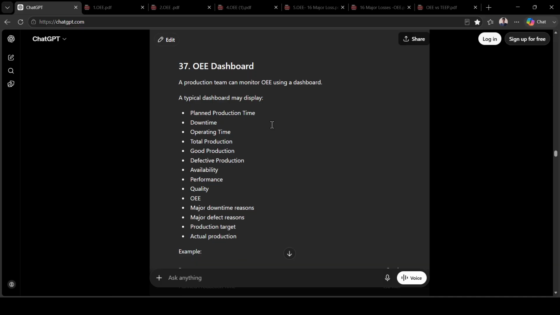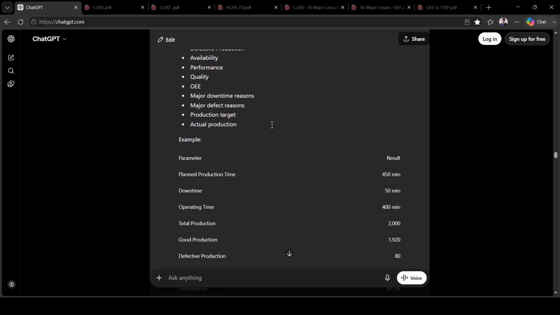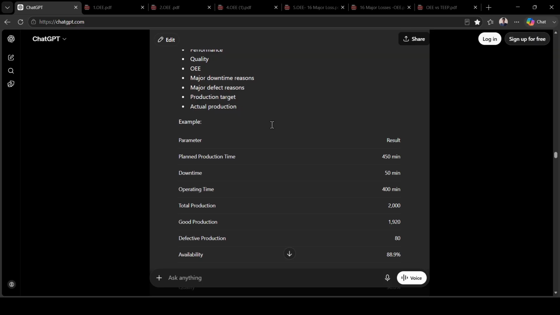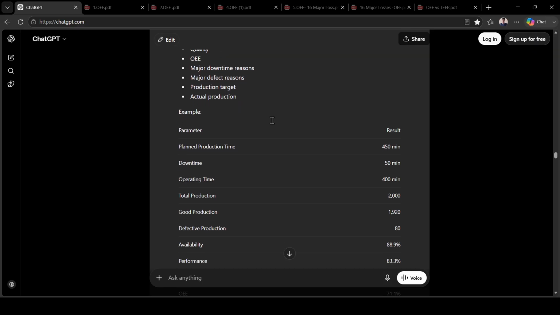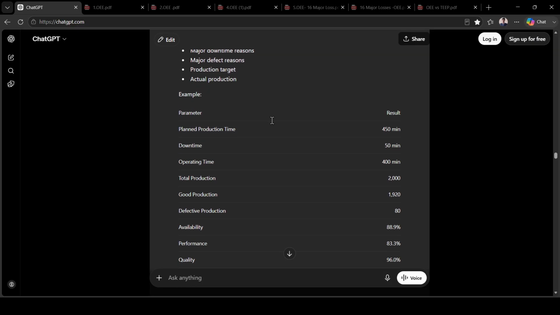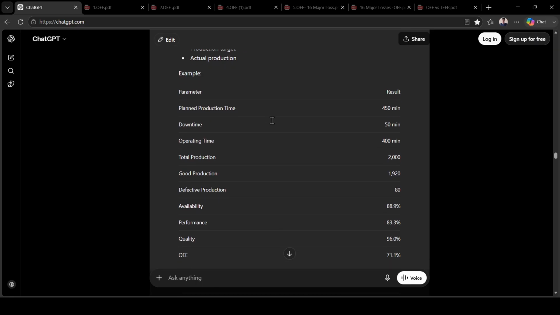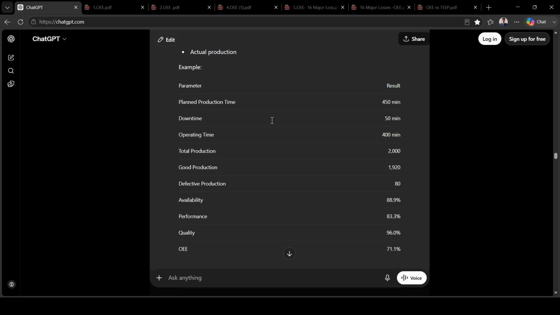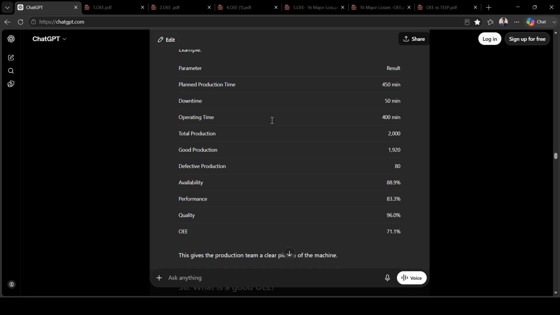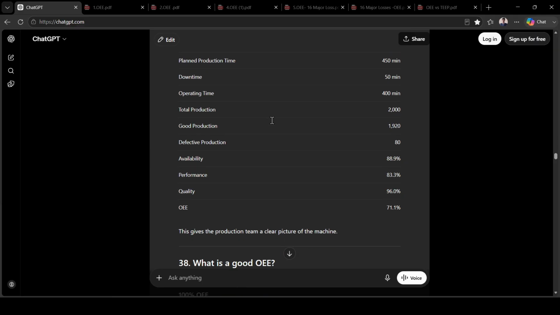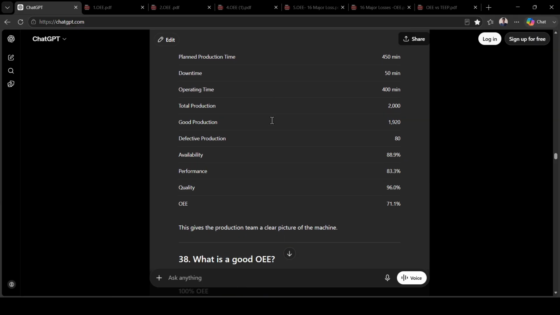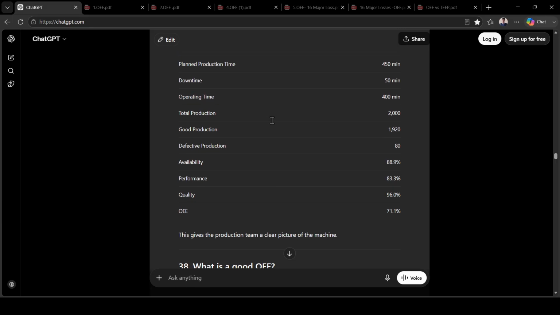Example dashboard parameter results: plant production time 450 minutes, downtime 50 minutes, operating time 400 minutes, total production 2000, good production 1920, defective production 80, availability 88.9%, performance 83.3%, quality 96%, OEE 71.1%. This gives the production team a clear picture of the machine.